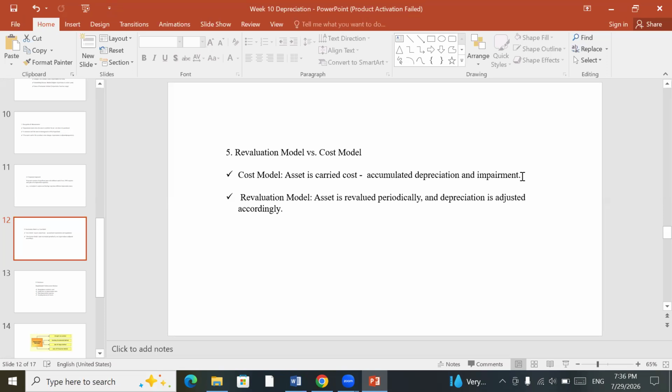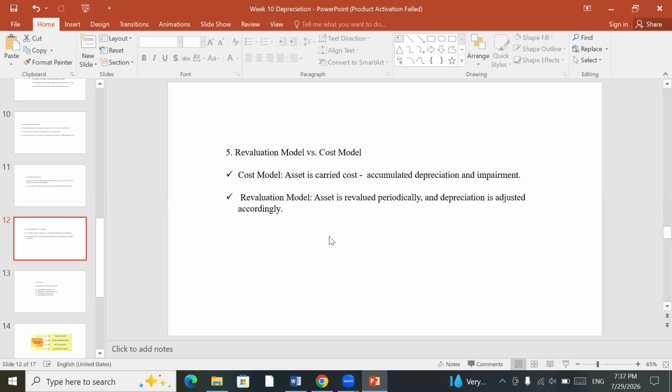This is the company rule. You must replace the asset after its expiry date, otherwise you may receive a punishment from the auditor, from the court, or under local rules and regulations.